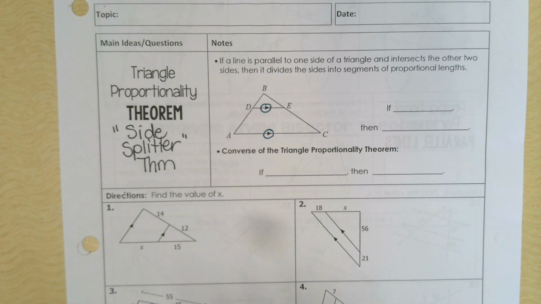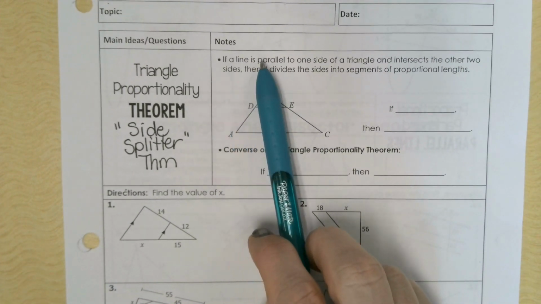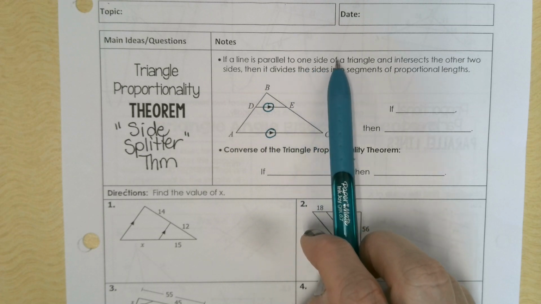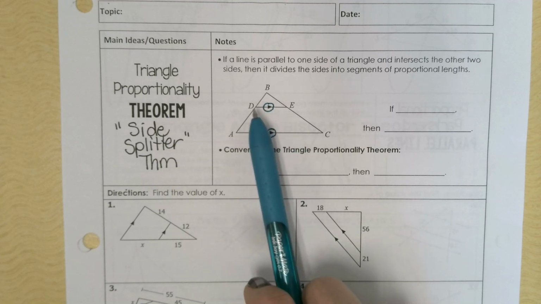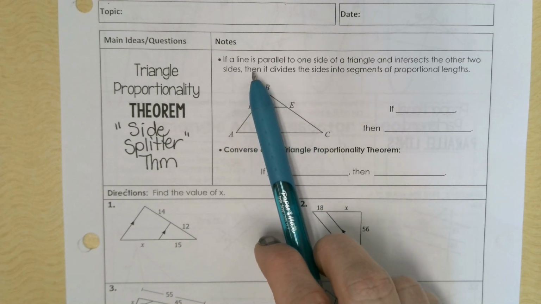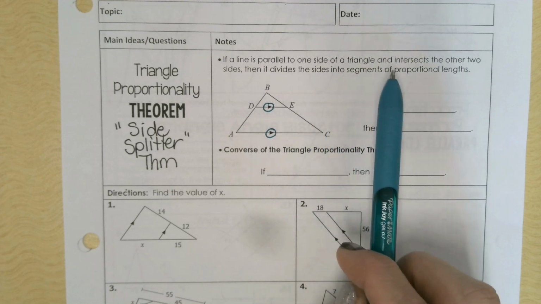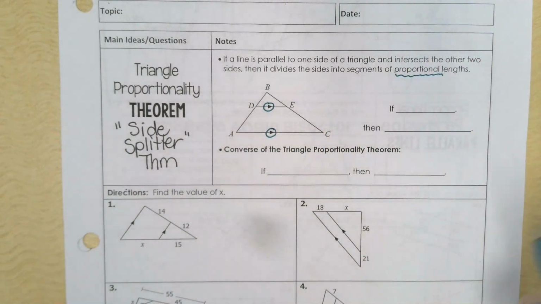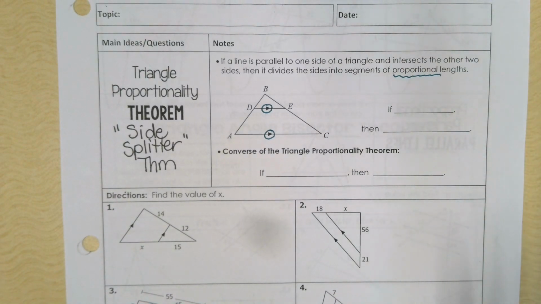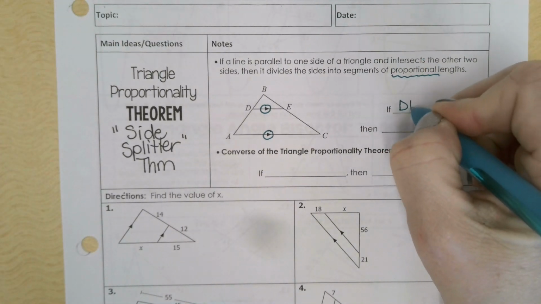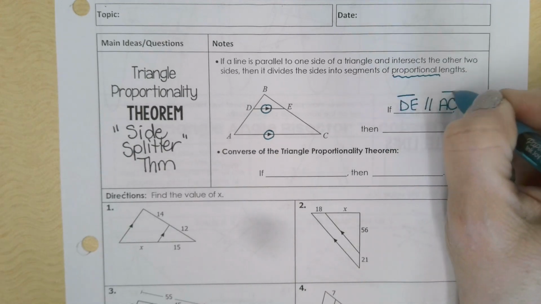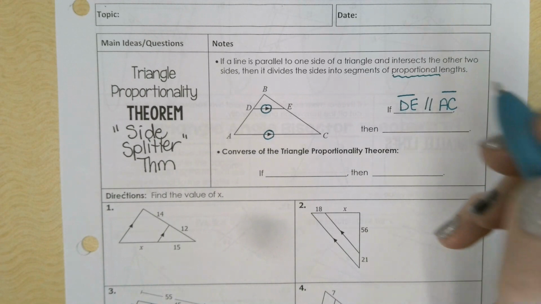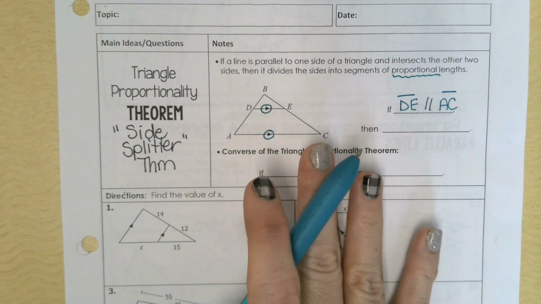So if we have parallel lines, the theorem says if a line is parallel to one side of a triangle and intersects the other two sides, so if this line is parallel and intersecting the other two sides, then it divides the sides into segments of proportional lengths. So if it's proportional lengths, then we're able to solve by using proportions. So basically, if DE is parallel to AC, segment DE, segment AC, then we have proportions that can happen.